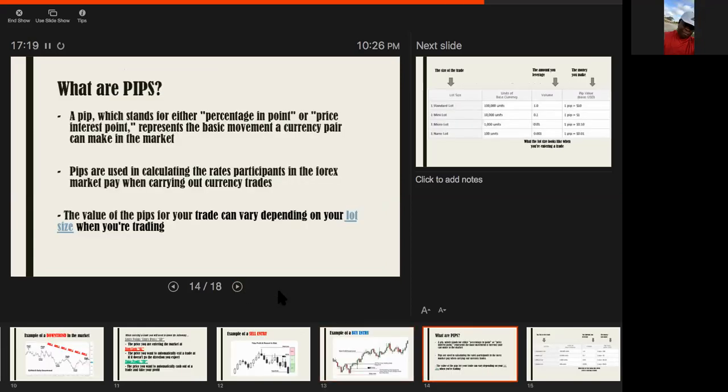All right, so this is what are pips. So a pip is basically a percentage point or price interest point. It represents the basic movement of a currency pair.